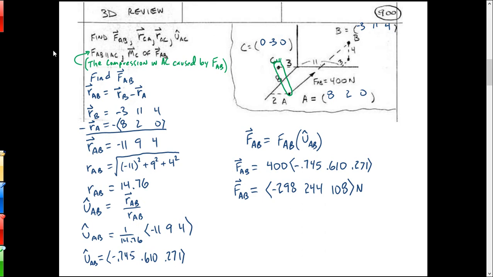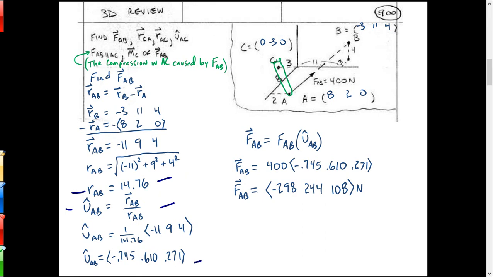You all remember that? Then I want to turn that into a force vector, so I take the magnitude of the force by taking the square root of the sum of the squares. So negative 11 squared plus 9 squared plus 4 squared, take a square root, I get 14.76, and then I divide through by that, okay? And I get the unit vector. Yeah, that gets me the unit vector from A to B.